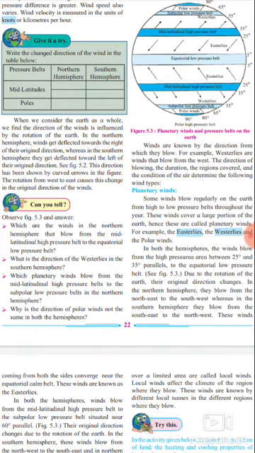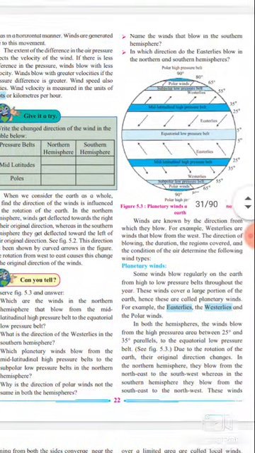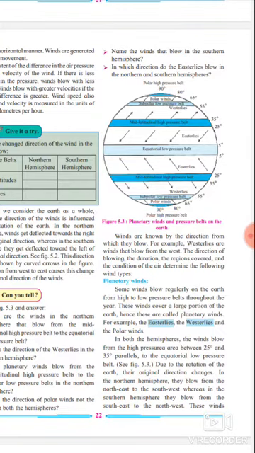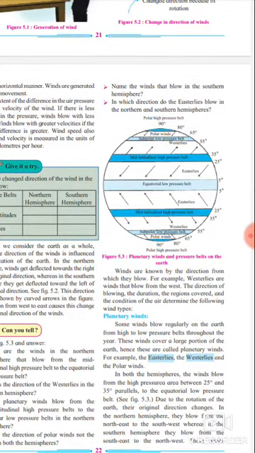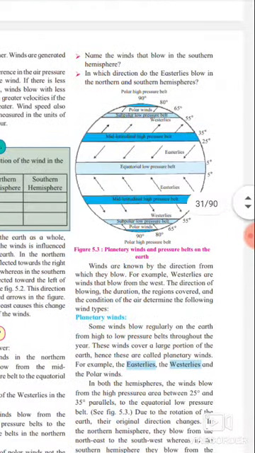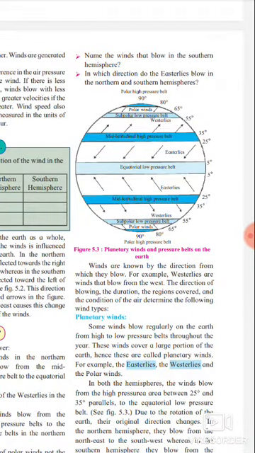And next, which planetary winds blow from the mid latitudinal high pressure belts to the subpolar low pressure belts in the northern hemisphere? And why is the direction of polar winds not the same in both the hemispheres? See, why not? Because their pressures vary. Okay, then name the winds that blow in the southern hemisphere. Yes, southern hemisphere, which are the winds? There are also different names, polar winds.